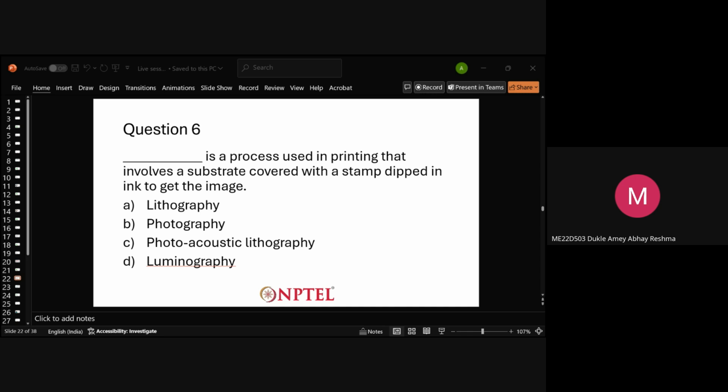Photography basically everyone knows. It is used very widely. Photoacoustic lithography is where you use photo and sound, light and sound, to do the lithography. So it's a very complicated kind of process. In that you are using sound waves and light waves to do the lithography. And luminography again depends on light. It uses a light source. So what do you think will be the answer? Any guesses?